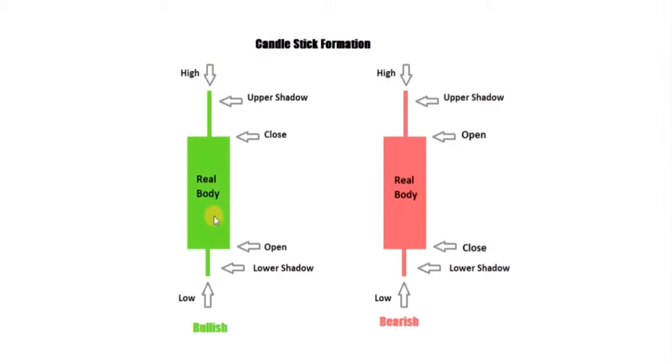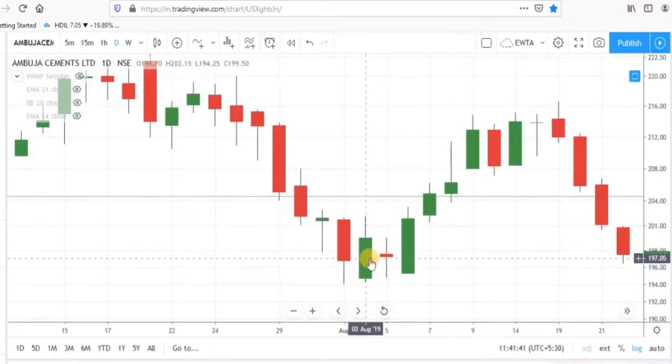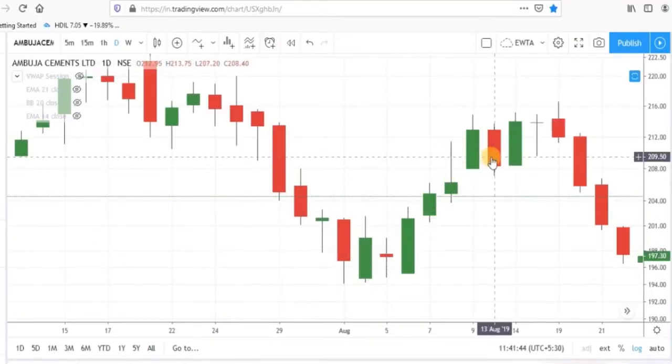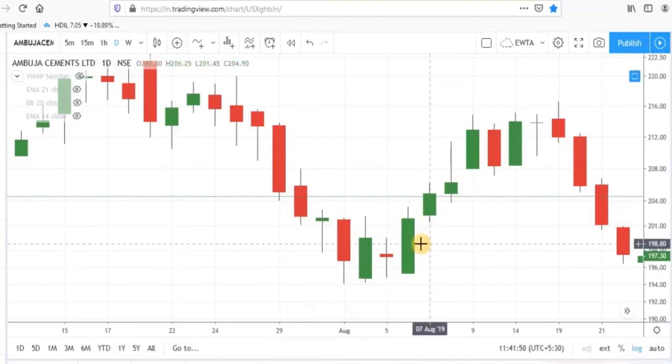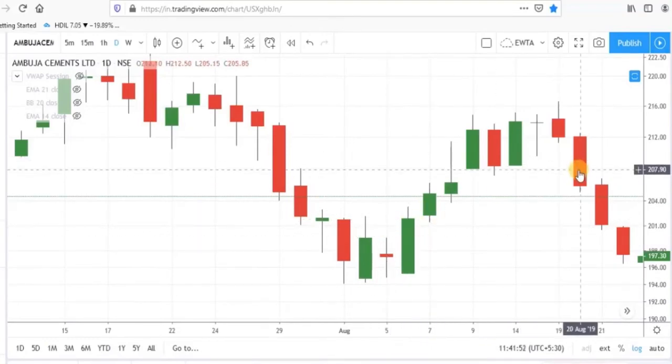So in this green candlestick, this was opening price and this is closing price. This is upper shadow, this is lower shadow, and this is the high of the candle and this is the low of the candle. In a red candlestick, this is opening price, this is closing price, this is lower shadow and this is upper shadow. This is the high of the candle and this is the low of the candle. We can also change the colors of these candlesticks, but the most basic colors are green and red. Green color is for bullish candle and red color is for bearish candle.